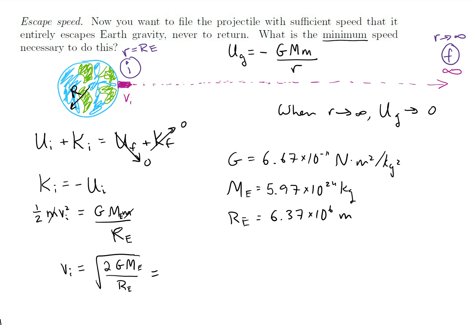If you plug those all in, you'll find that our escape speed from Earth should be 1.12 times 10 to the 4th meters per second. And escape speed is just a term. So now that you know what that means, you might want to calculate the escape speed for other objects, planets, moons, comets, and you can do that. Okay.